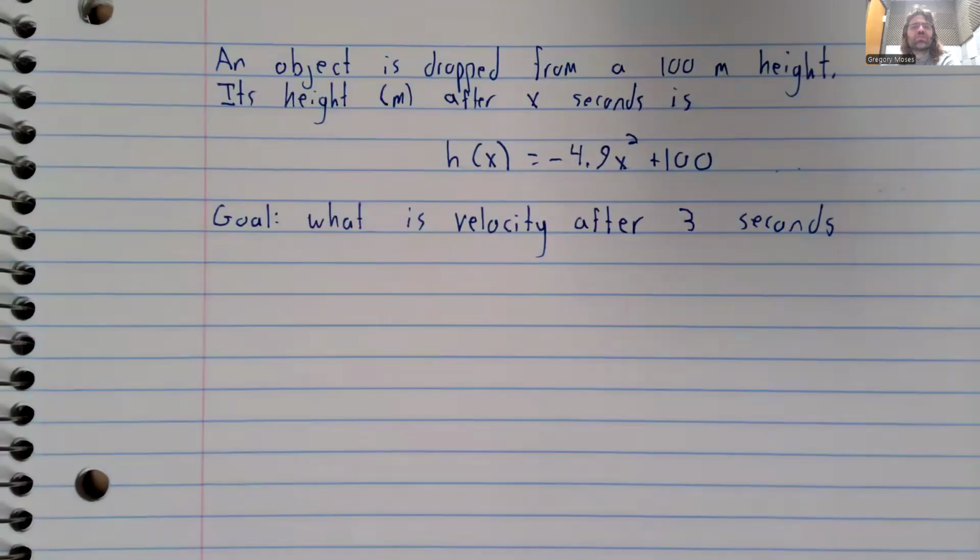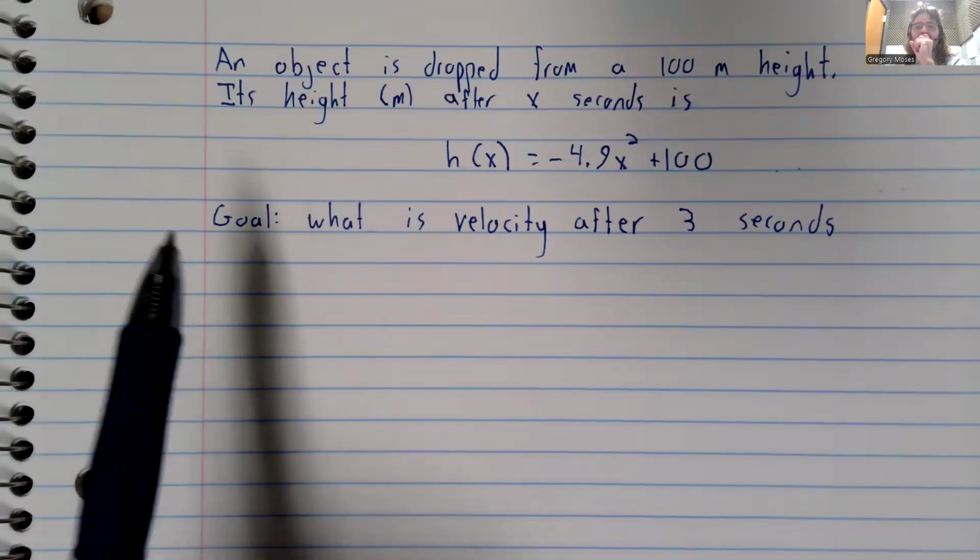And I am going to introduce the idea of the limit with an example. So let's state a problem. An object is dropped from 100-meter height, and we have a height function. Its height in meters after x seconds is h of x equals negative 4.9x squared plus 100.